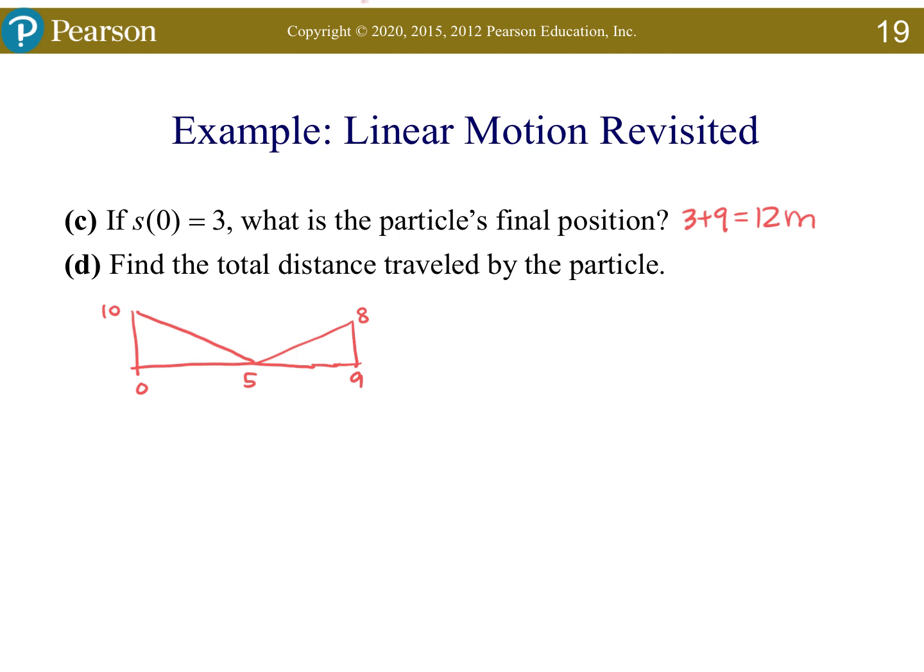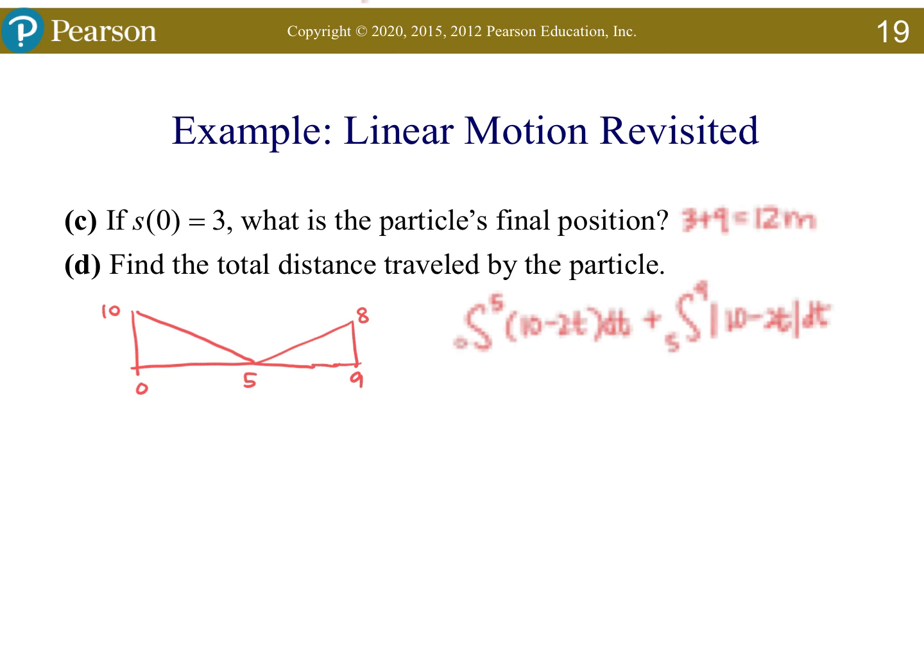Or you use absolute value. So your absolute value would be setting up one integral that goes from 0 to 5, and that would be 10 minus 2t dt. And then a second integral going from 5 to 9 and putting the absolute value around that, going from 5 to 9 of 10 minus 2t dt.